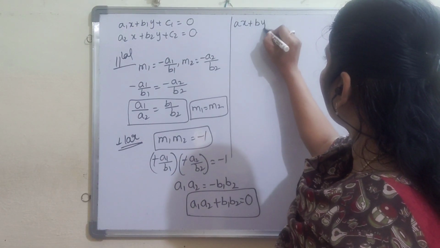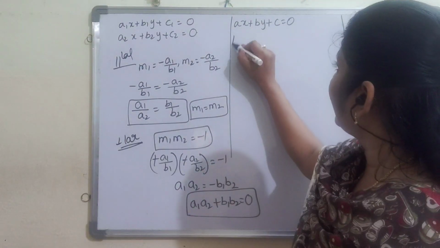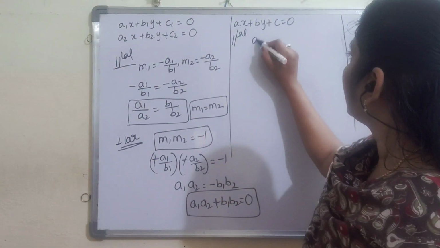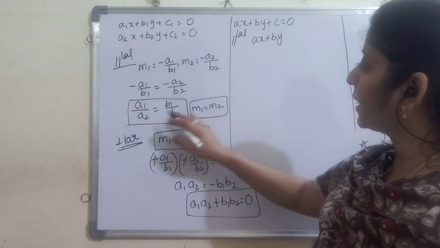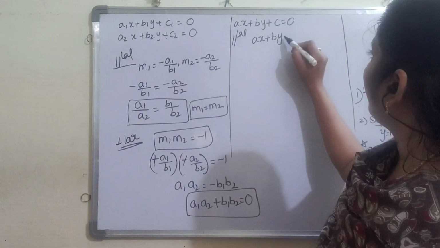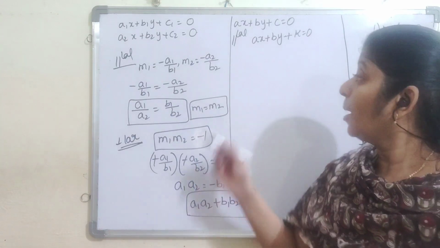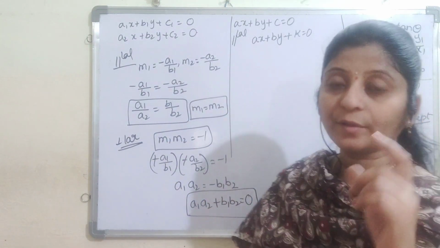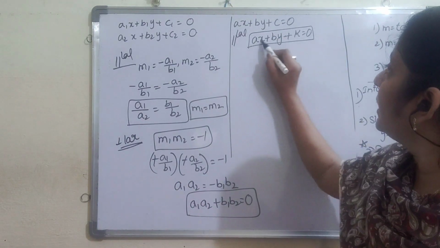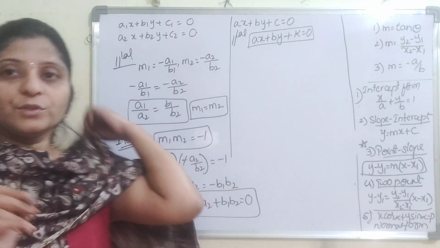if ax plus by plus c equal to 0, this is the line. The parallel line for this general form will be ax plus by plus k equal to 0. What we are saying is, for parallel lines the ratios of coefficients should be equal. They may differ in the constant, but they should have common x coefficient and y coefficient. So the parallel line equation will be ax plus by plus k equal to 0. Only the constant will be changed.